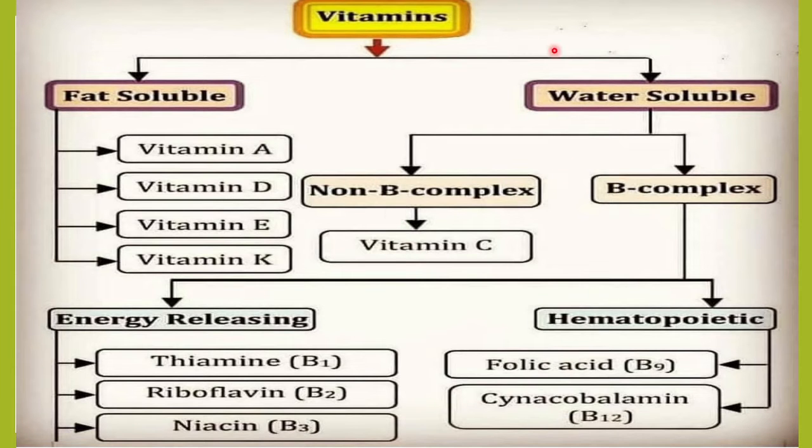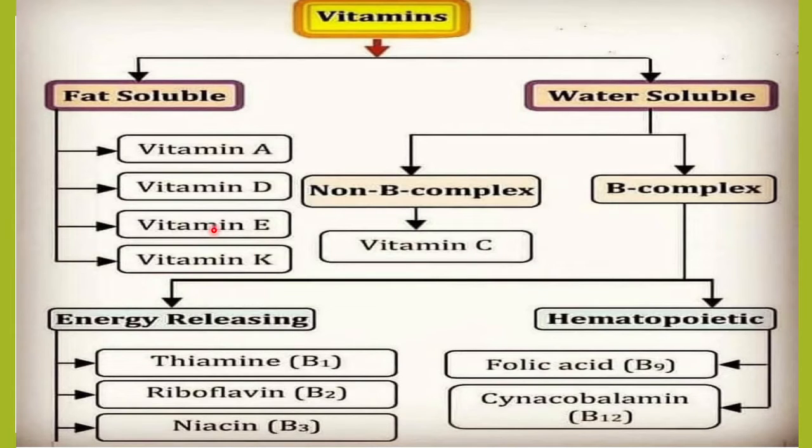So you all know vitamins are classified as fat soluble and water soluble. Fat soluble vitamins are vitamin A, D, E and K, and the water soluble vitamins are divided as B complex and non-B complex. Non-B complex includes vitamin C, and B complex are your hematopoietic and energy releasing. Hematopoietic is your vitamin B12 and folic acid, vitamin B9, and your energy releasing are your thiamine, riboflavin, niacin, B1, B2, B3. So this is how we classify the vitamins.